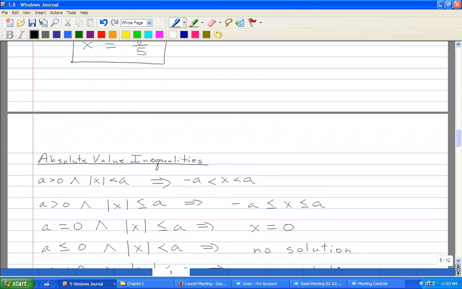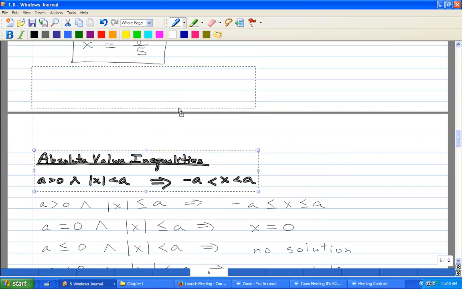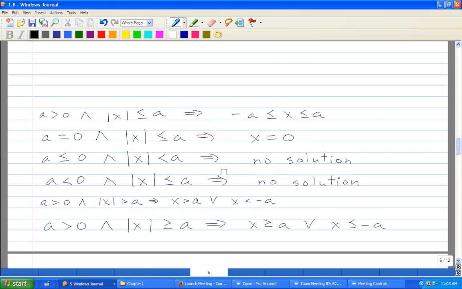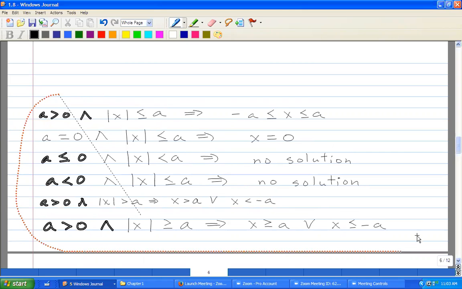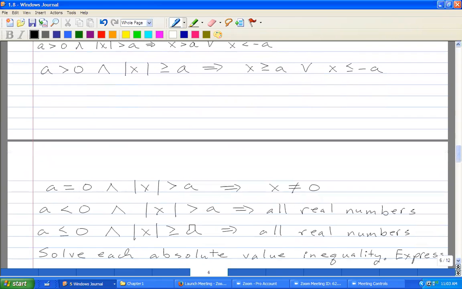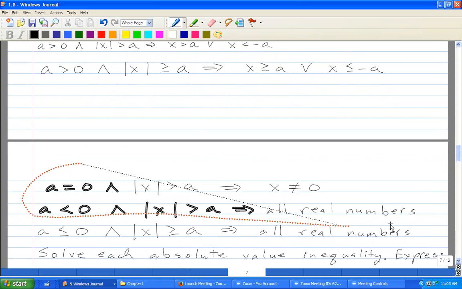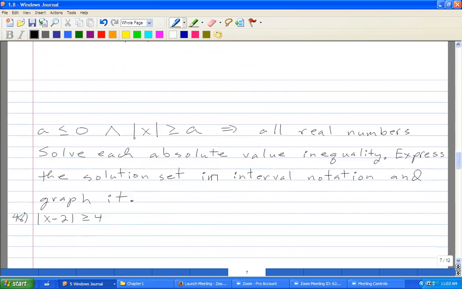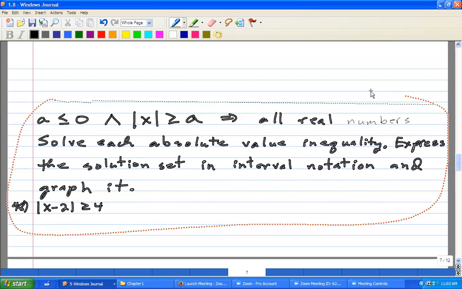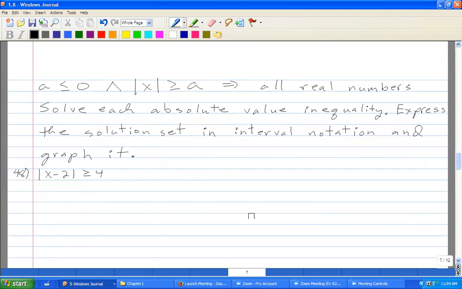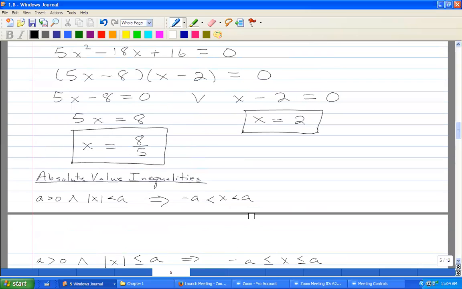So let's do absolute value inequalities. So let me move this up just slightly. Okay. And lastly, let's move this up. Okay. So now, absolute value inequalities.